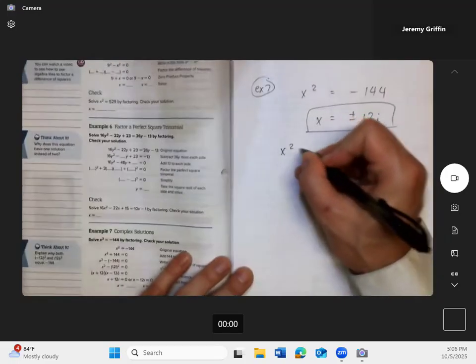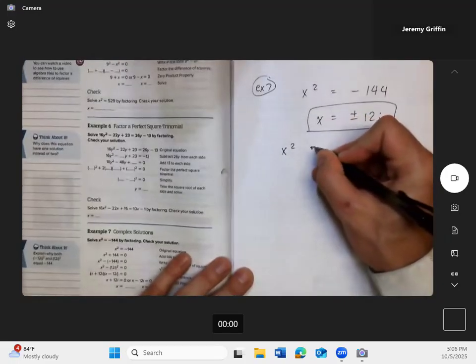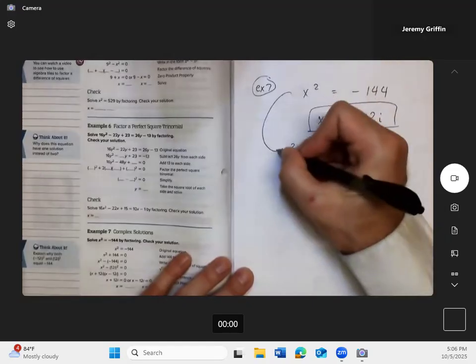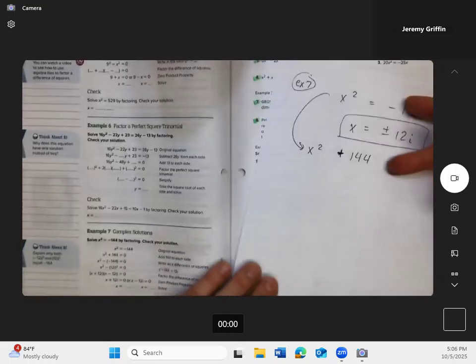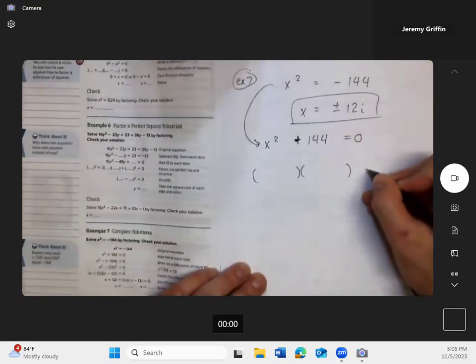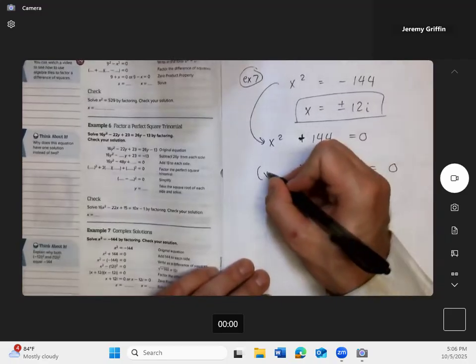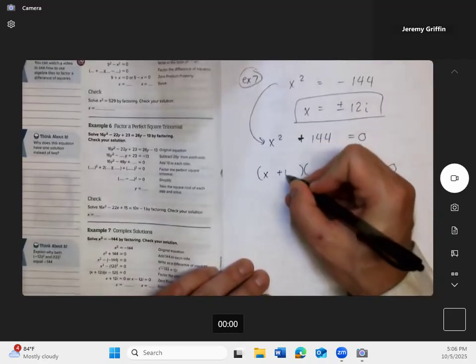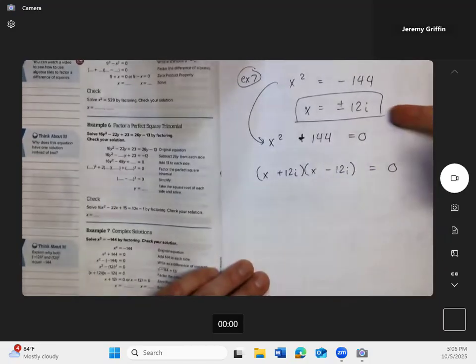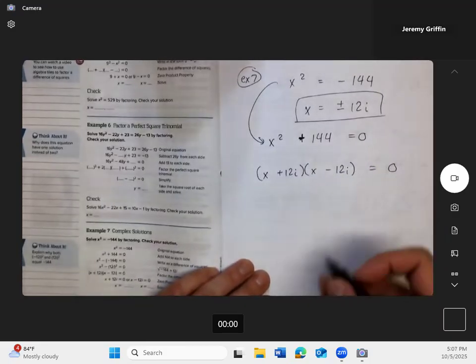Or you could do this: x squared plus 144 equals 0. That's it, right? So it's a different way to start it. And you could factor it. Something equals 0. So we'll work out x plus 12i and x minus 12i. Hence, it would lead you to the same outcome. Let me show you guys that this does work.